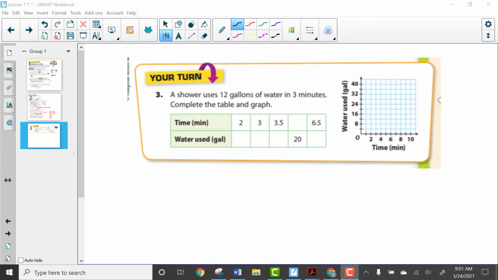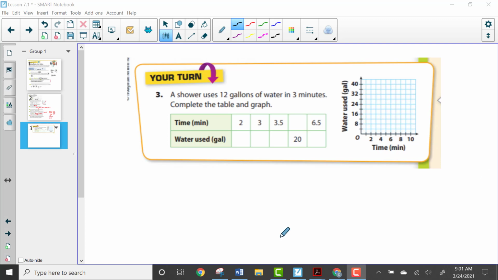So let's turn our books to page 175. What we're going to do is take these two skills of completing a table with missing blanks and also graphing our information all into one problem. For question 3, it says a shower uses 12 gallons of water in 3 minutes. So that's our rate that they're giving us, and it's saying complete the table and graph.